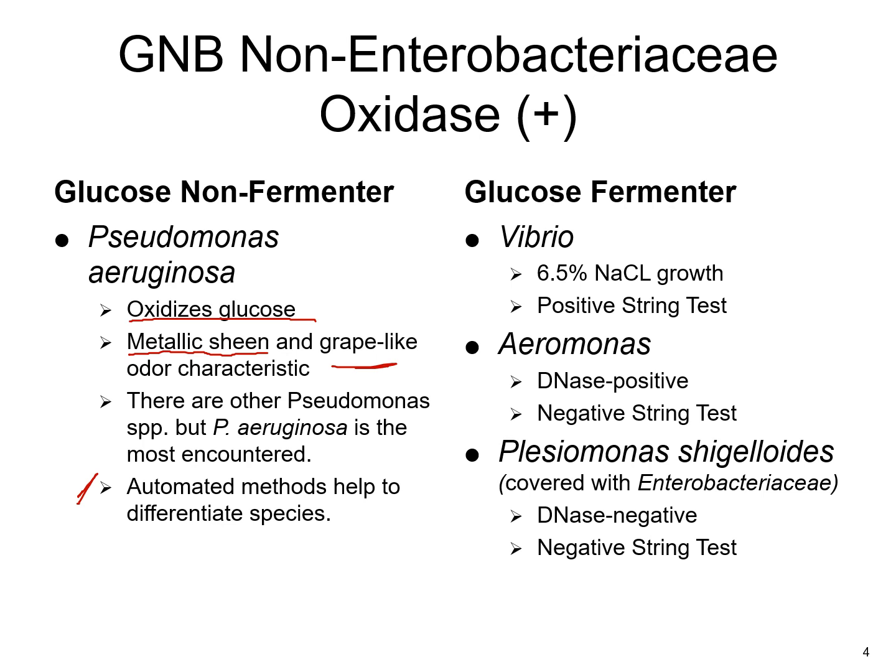So with our glucose fermenters, we have narrowed it down to Vibrio, Aeromonas, and Plesiomonas. Plesiomonas we covered in the last lecture for the Enterobacteriaceae, but those are DNase negative and string test negative. So our first test that we would want to do would be a string test, which would confirm our Vibrio, because our Vibrio is string test positive. And then of course our Aeromonas is string test negative. So we have our positive and then our two negatives. And then these negatives would be differentiated based on the DNase.